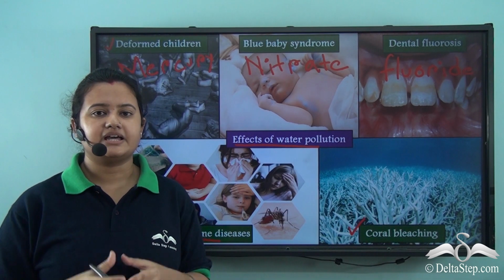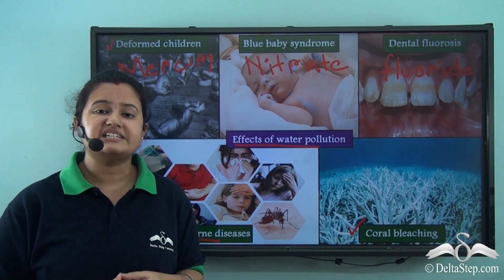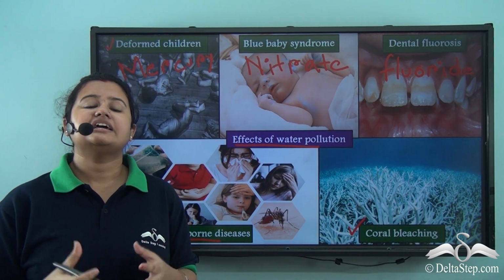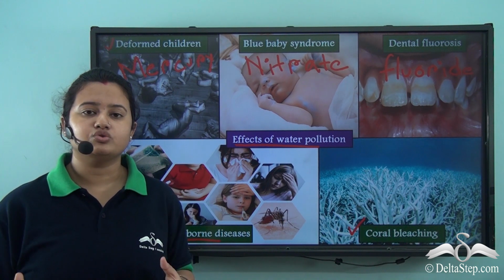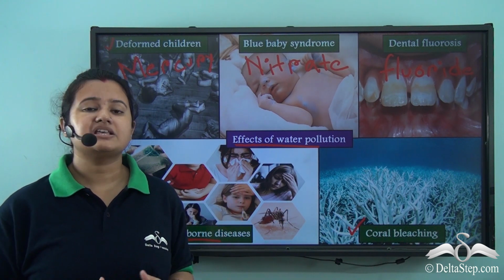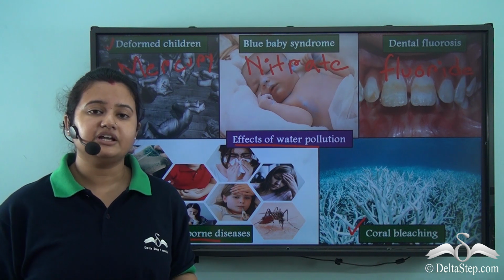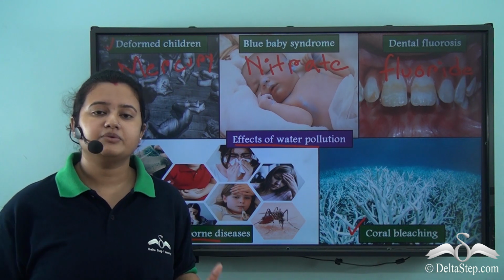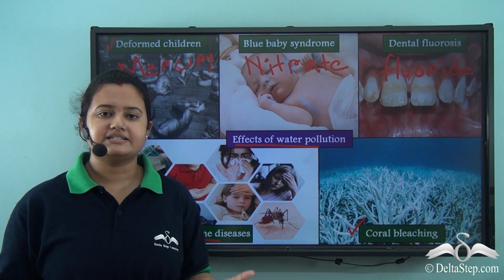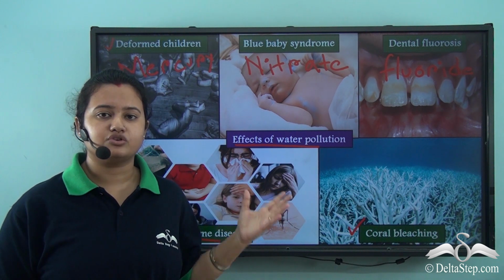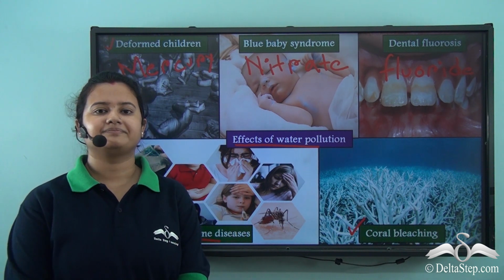Thus, we can understand that water pollution is indeed very dangerous, and it is causing harm not only to plants and animals, but it is also degrading the quality of the environment overall. In our next lesson, we shall discuss how we can control water pollution.